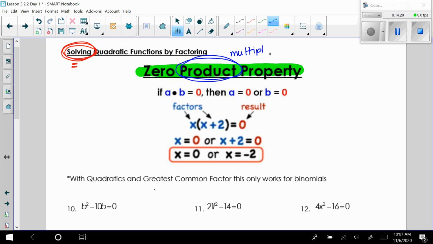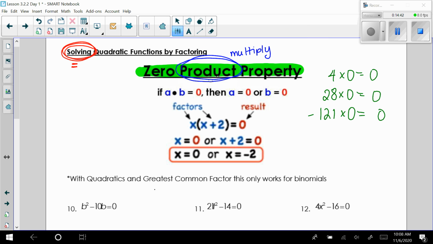So when you multiply numbers together, if one of those numbers is 0, the answer is automatically 0. So let's think about it. If I had 4 times 0, it would equal 0. If I had 28 times 0, it would equal 0. If I had negative 121 times 0, it would equal 0, right? Anything times 0 is always going to equal 0. So that's why the zero product property exists.